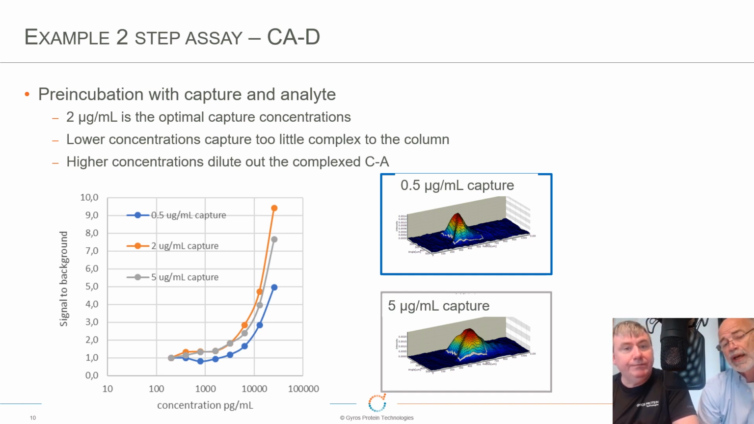Yeah, and you can see that here in the images that we're showing with the 0.5 versus 5. You can begin to get a sense of that radial spread that you're seeing, which tells you something about the binding profile of your analytes, which you don't normally see in a typical plate-based system.